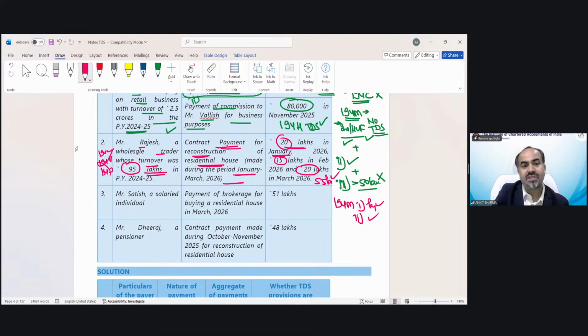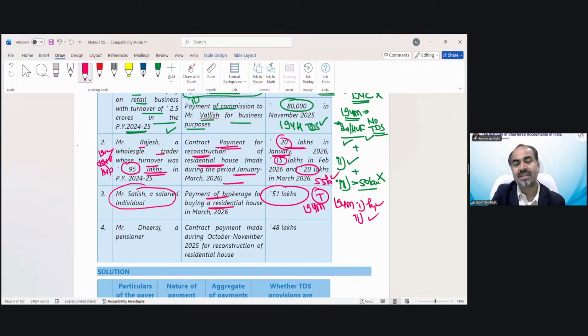Now Satish, a salaried individual. Again, salaried individual, so automatically 194C, H and J are not applicable. And what are we paying? We are paying brokerage or commission. So technically 194H is not applicable. The amount is 51 lakh. Yes, TDS under section 194M is applicable because it is exceeding 50 lakh rupees.